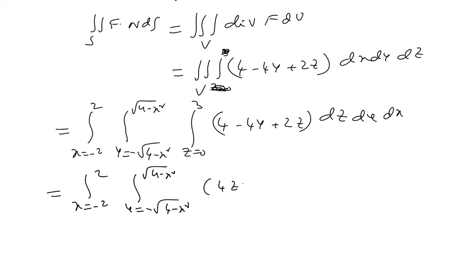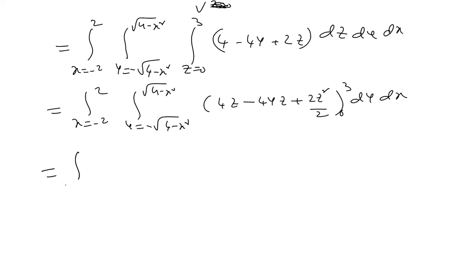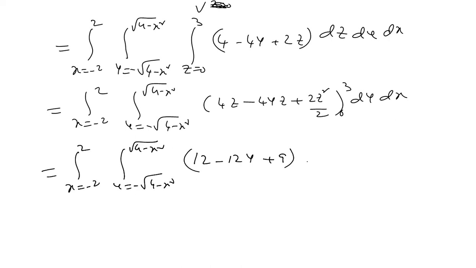Four z minus 4yz plus 2z square by 2, 0 to 3. X is minus 2 to 2, y is minus root over 4 minus x square to root over 4 minus x square. Now this is 12 minus 12y plus 9 dy dx. If you observe, the middle term is an odd function. The integral of an odd function with respect to y is 0.